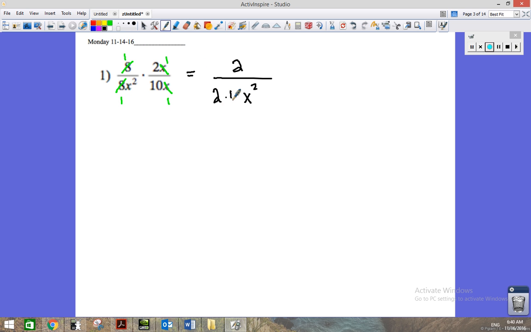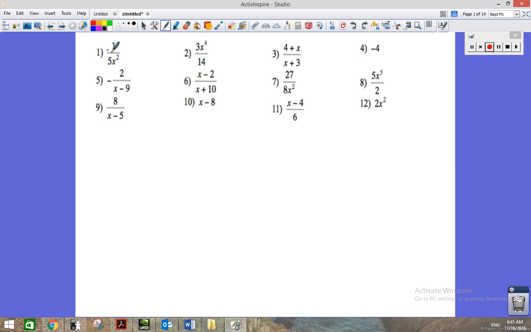And so we can reduce this 2 divided by 2 as 1. So in the numerator, I have a 1. And in the denominator, I have 1 times 5x squared, which is just 5x squared. So there's my final answer for problem number 1, and I have the answer key on here that we can come in and check our answers. So hey, we have the first one correct.